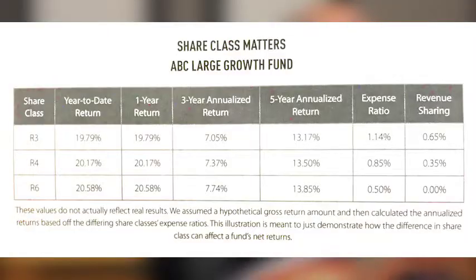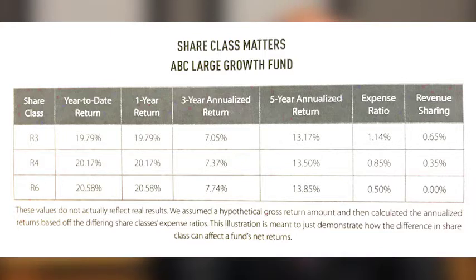But on page 72, I've got a little chart here. It says share class matters. And in this particular case, you're going to see the share classes R3, R4, and R6. Now, there are mutual fund families out there that actually have 6 different share classes to choose from. Why is that, and who does it benefit?